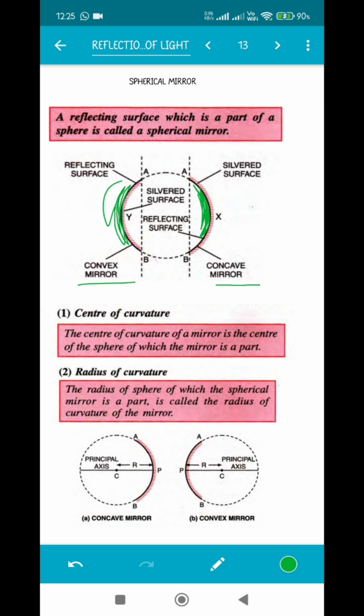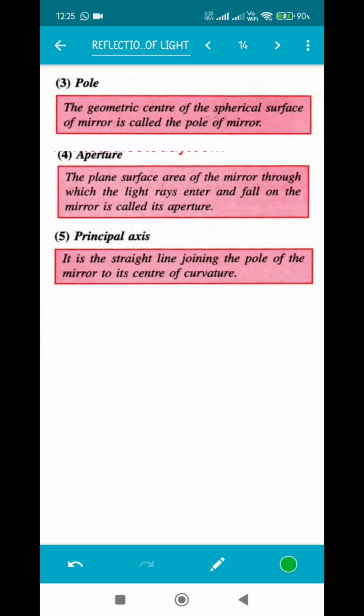Next, radius of curvature. Again, the radius of the sphere from which the mirror has been cut out is also known as the radius of curvature of the mirror. So the radius of a sphere of which the spherical mirror is a part is called the radius of curvature of the mirror, like I explained. Generally the radius of curvature is represented using capital R. You can also use small r. Now there's a term principal axis. We will come to that later.